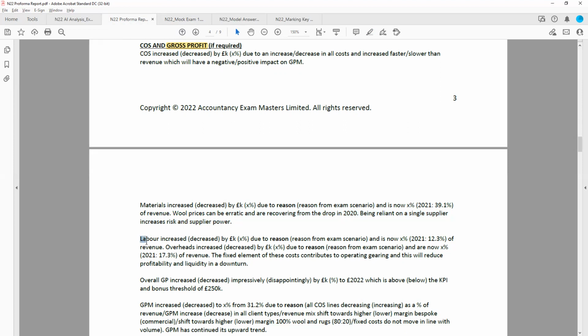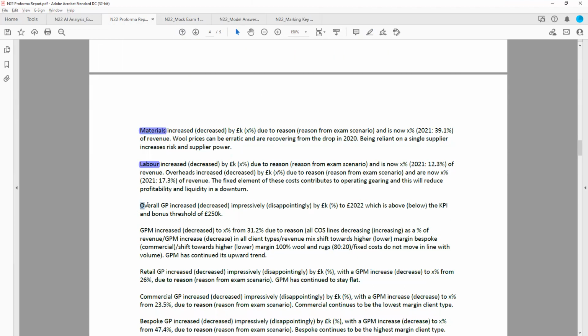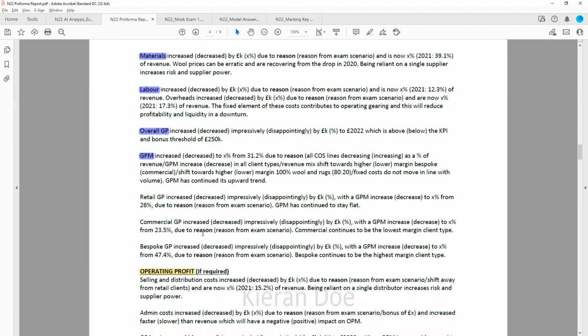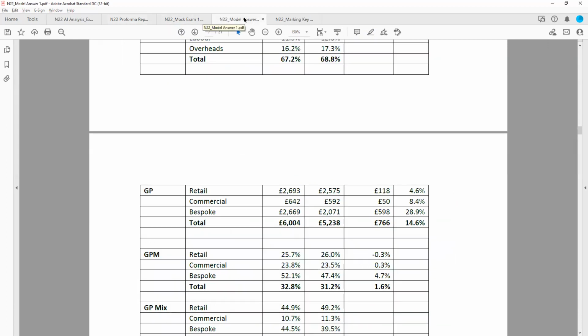So I probably will comment on labour now because I've been given a reason in the exam paper as to why it's gone up, and so I'll do labour and materials, and then as you said, we'll definitely look at gross profit as well. So maybe I'll have that for my 3 points, and then when we say why gross profit has gone up, we try to intertwine a few of the individual client type gross profits as well.